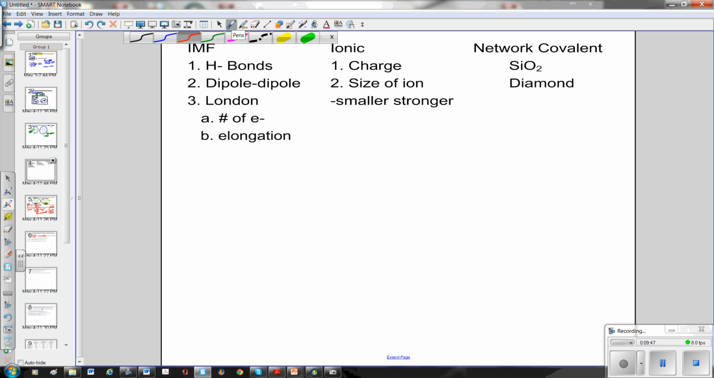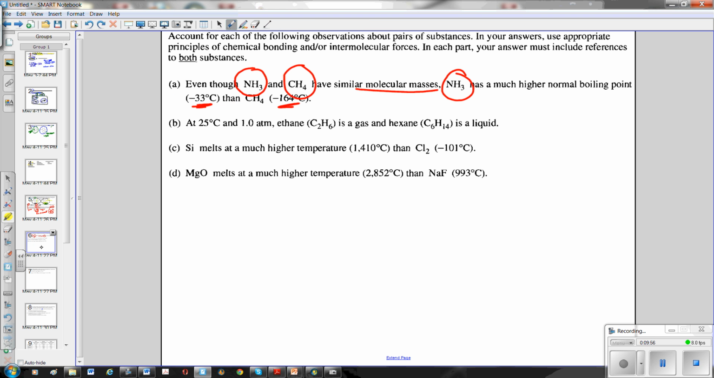Well, I know that NH3 has the fun rule, hydrogen bonding. CH4 exhibits London forces. So when you're asked to explain, the first thing you would say is NH3 has hydrogen bonding and London forces, because any compound made of nonmetals is going to have London forces. The only thing CH4 has is London forces. In this question, make sure you discuss both substances.